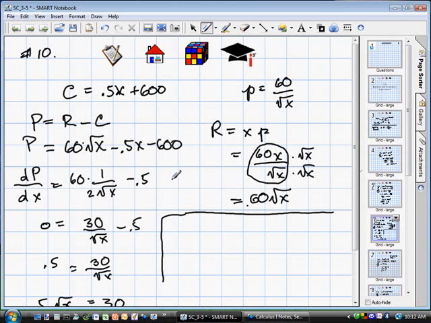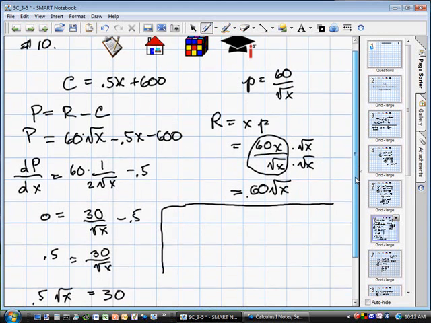Okay, let's see if we did that right. Well, the first term is what? The product rule: the first times the derivative of the second, plus the second times the derivative of the first. Well, the derivative of 60 is nothing, so I have no second part to that product rule. Simplified, what is that? 30 over the square root of x minus 0.5. And now to finish it off, set it equal to 0 and solve.